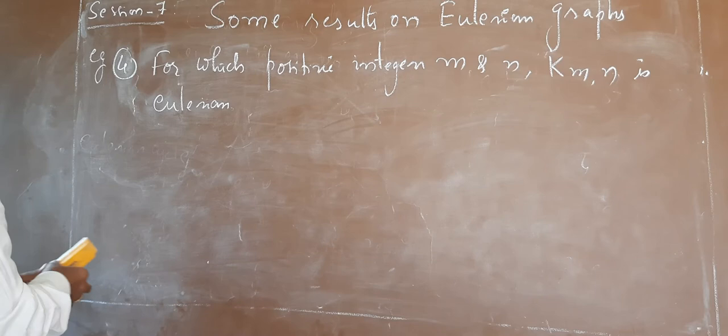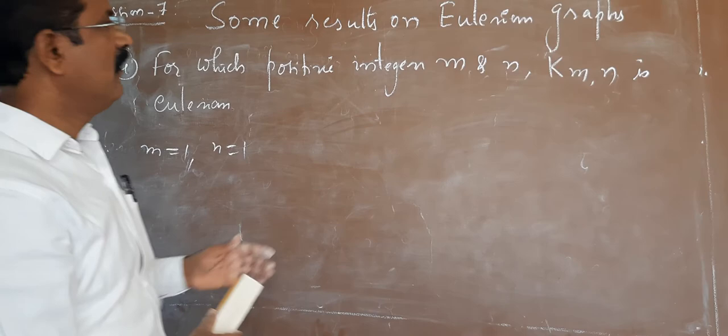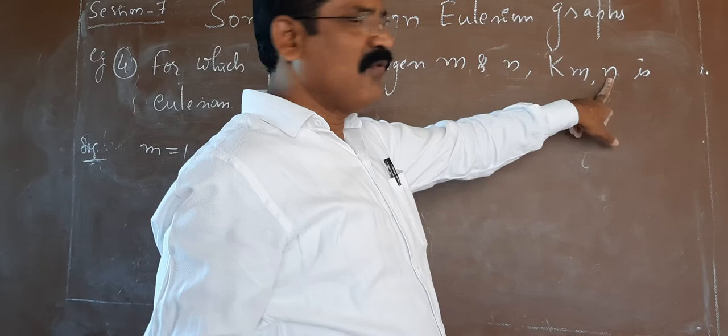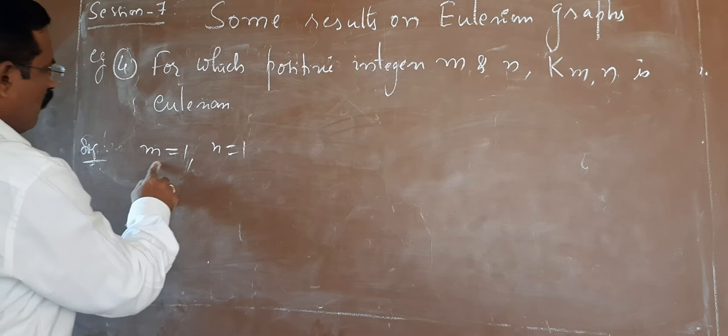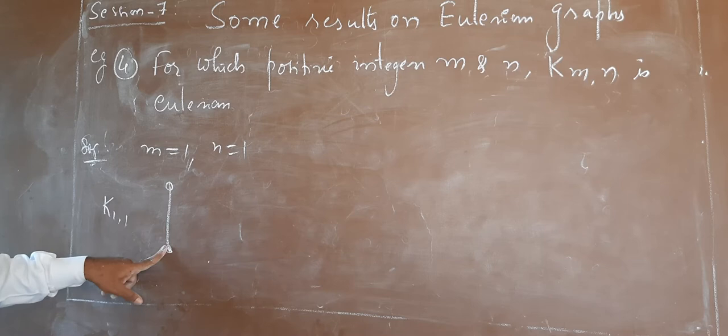Now we try to analyze this. Suppose m is 1 and n is 1, what happens? You know Kmn is a complete bipartite graph with m and n vertices, so m at the top and n at the bottom. So M1 N1, this is the graph K11, one vertex at the top and one vertex at the bottom. Here if you observe, the degree of every vertex is odd. So therefore it is not Eulerian.